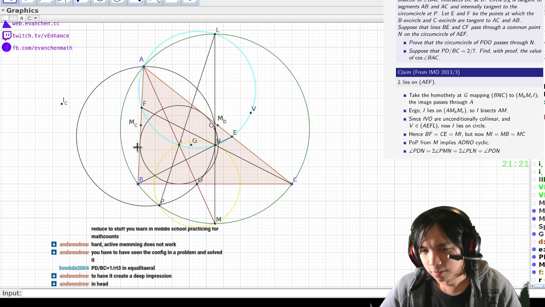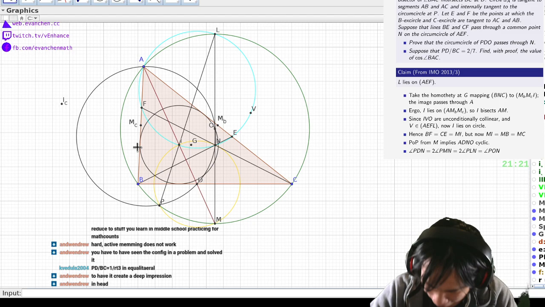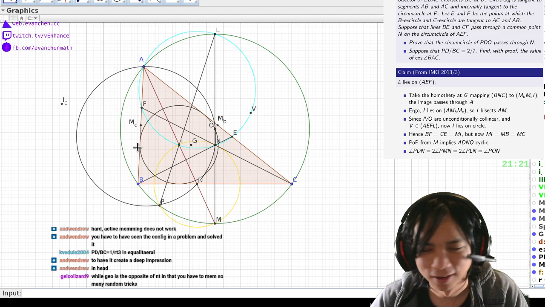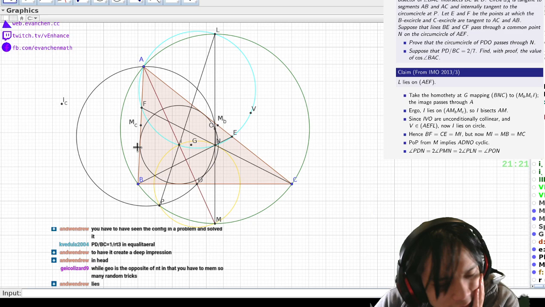What the heck? Hey guys, help me finish the problem! We're almost there! I just need to do this dumb answer extraction. What did I mess up? BD... PD is just minus A over 2.